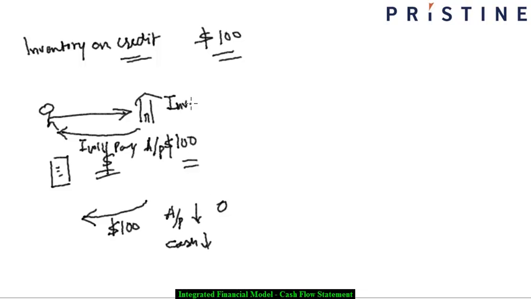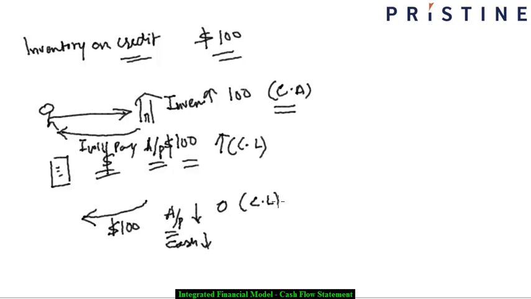Out here your inventory was up by $100 and your accounts payable. So inventory is basically a current asset that you own, right? And account payable is a current liability that you owe. So your inventory goes up in the form of current asset and your current liability in the form of accounts payable also goes up. When you make this payment, your account payable, which is a current liability, goes down and your cash, which is a current asset, also goes down.